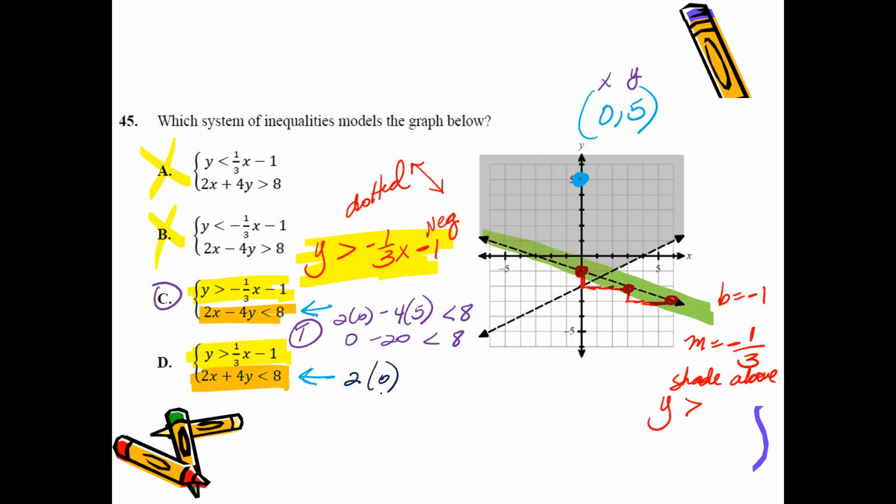2x, so 2 times 0, plus 4y, so 4 times 5, is smaller than 8. Is 20 smaller than 8? No, that is false. So that's not right. So C is correct, D is not correct. But that's how you check, you guys.